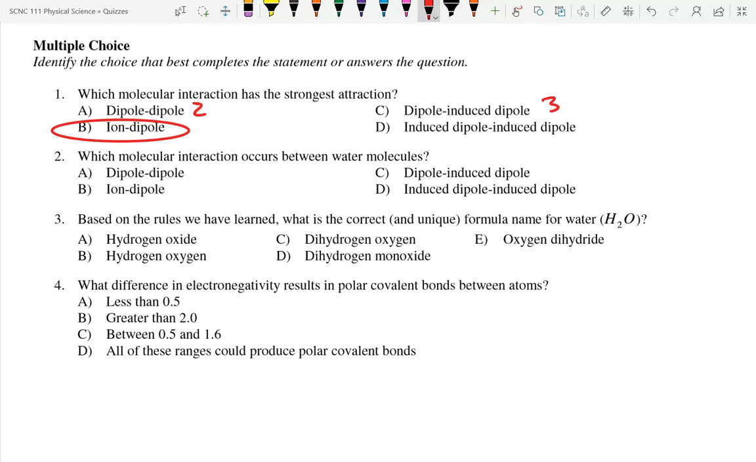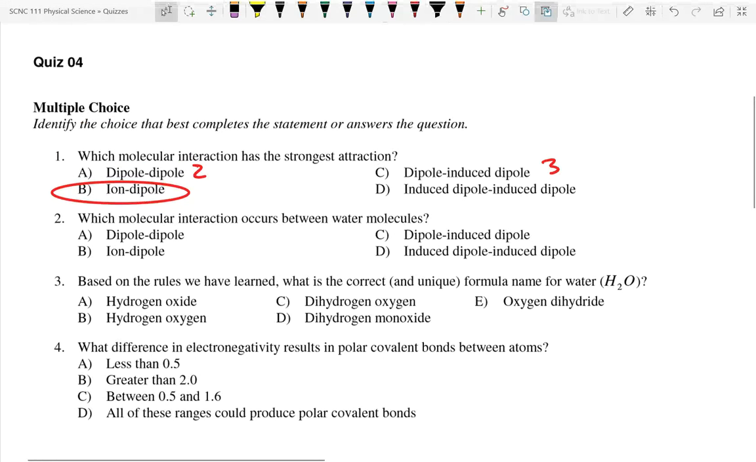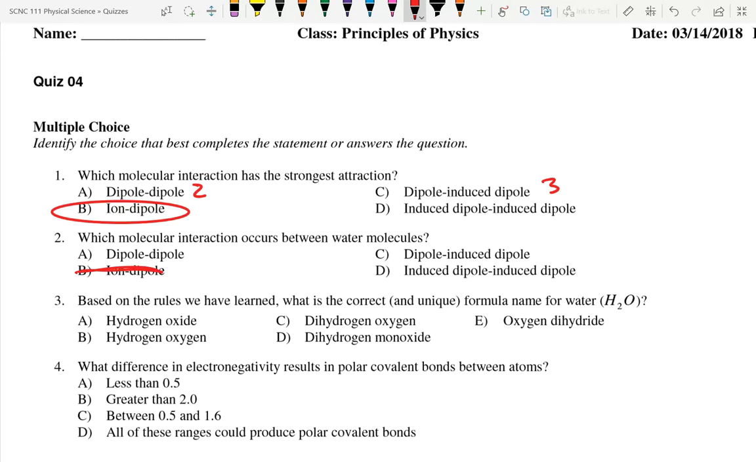Okay, second question, which was very similar to the first. Which molecular interaction occurs between water molecules? So now we can immediately rule out 2 of them. Which can we rule out immediately? We can immediately rule out ion dipole and not induced, but dipole induced. The reason we can immediately rule those 2 out is because the water molecules are identical. So you're going to have the same type of thing for both molecules. So I ruled out the ones that aren't the same type of thing.